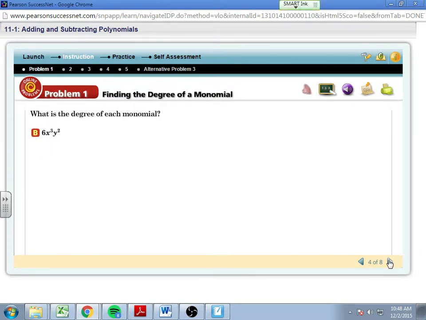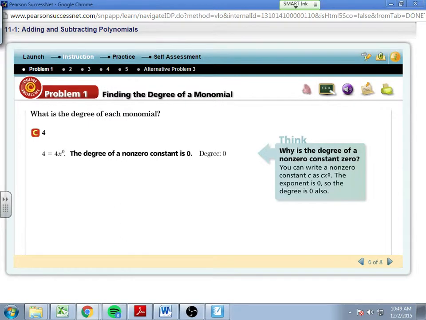Now the question becomes, when we have a monomial that includes multiple terms, to find the degree, we add the exponents. So when we have a third and a second power, we add up the 3 and the 2, and their combined degree is 5. So then, 4. What do you think, Seth? 0. It has no power on the variable.